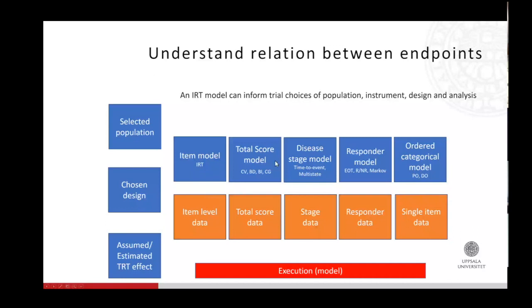So total score can be analyzed as continuous type data, or it can be analyzed as discrete data. The most common way is as a continuous type, and that again introduces an assumption that might disadvantage a total score analysis. If we have disease stage models, maybe we want to do a time to event analysis or a multi-state model, etc. And with an IRT model, we can compare all these different options.